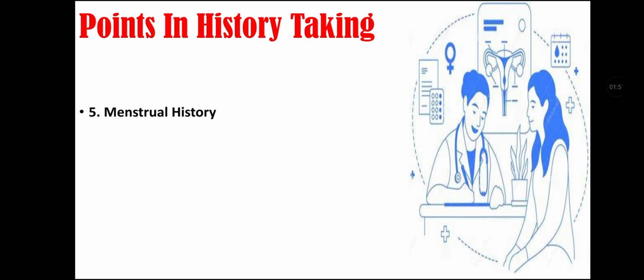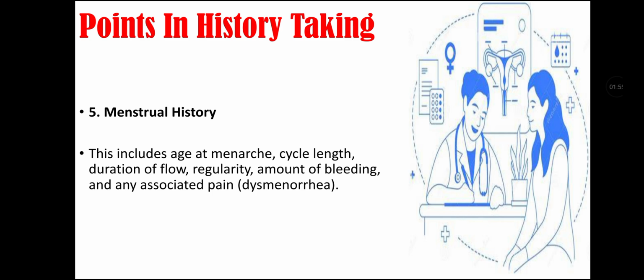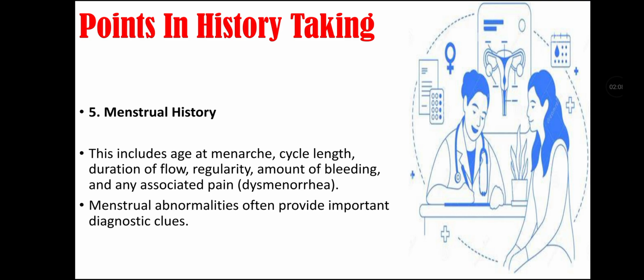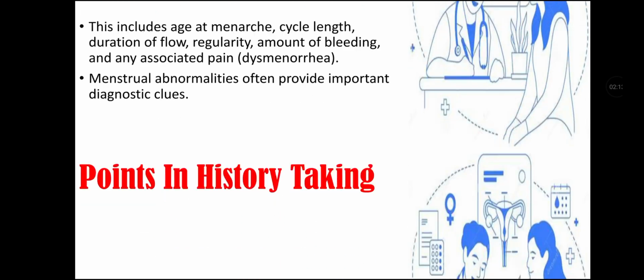At fourth step we do the menstrual history in gynecological history taking. This includes age at menarche, cycle length, duration of flow, regularity, amount of bleeding and any associated pain. All this information is collected during menstrual history. Menstrual abnormalities often provide important diagnostic clues.